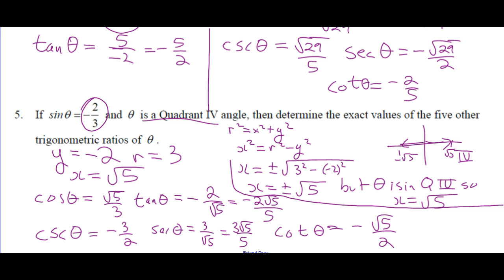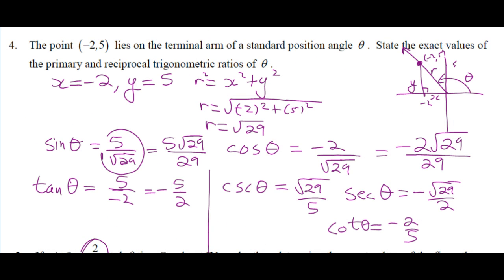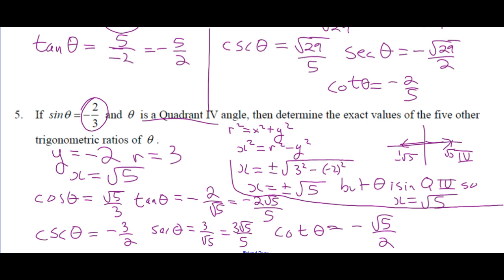Okay, so given x, y, and r, how are you given those? They're given 2 out of the 3, really. Here, the point x, y lies on the terminal arm. So you're given x and y, you work out r. Here, we gave you the value of one of the trig ratios. Sine theta is negative 2 over 3. Okay, what's sine theta? Sine theta is y over r. R is always positive, so r is 3 and y is negative 2. Okay, then we can work out x.